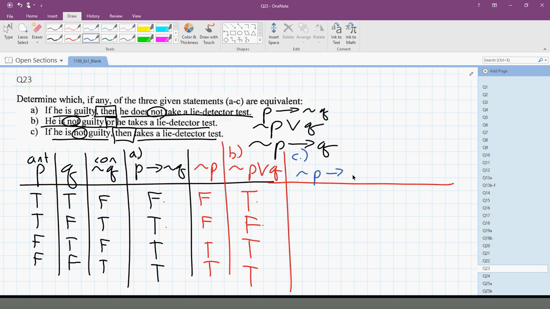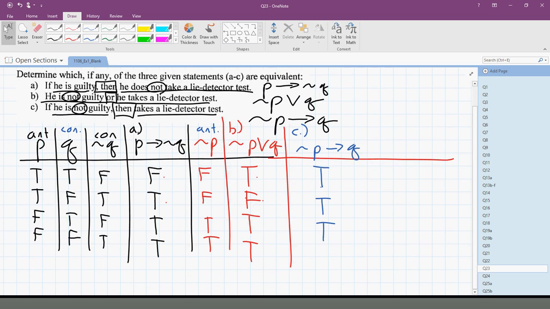So negate P, arrow, Q. All right, so who is the antecedent this time? Who is the consequent? Remember, it's only false when it goes true to false. So it goes false to true. What is that? True. Then it goes false to false, true. Then it goes true to true, true. And then finally true to false. That's a false.